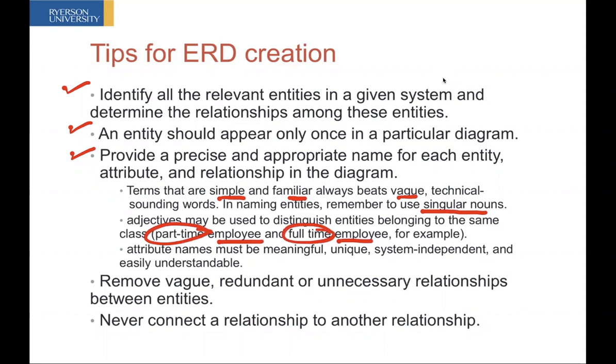Also, if you would like to name your attributes, they must be named in a way to be meaningful, unique, system independent, and also easily understandable. Keep in mind, you are working with different stakeholders of different backgrounds. And most importantly, you need to remove any vague, redundant, or unnecessary relationships between those entities and never connect a relationship to another relationship. You connect entities to entities through relationships.